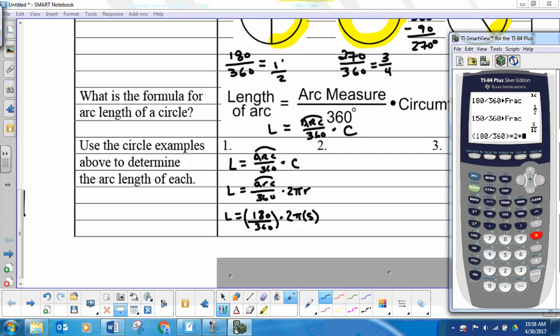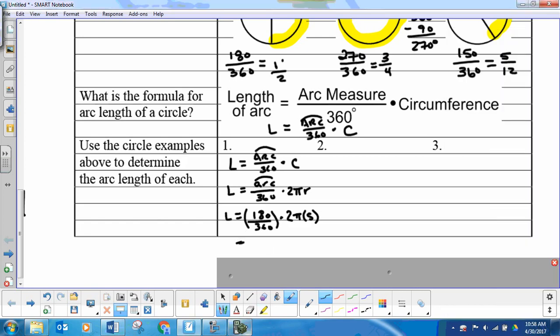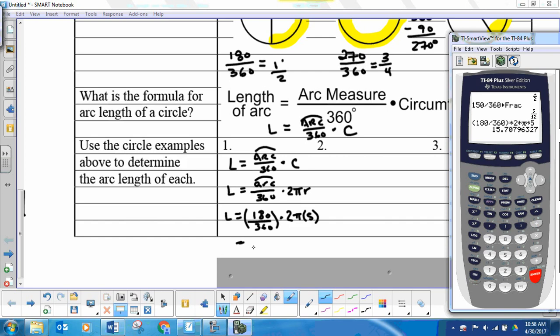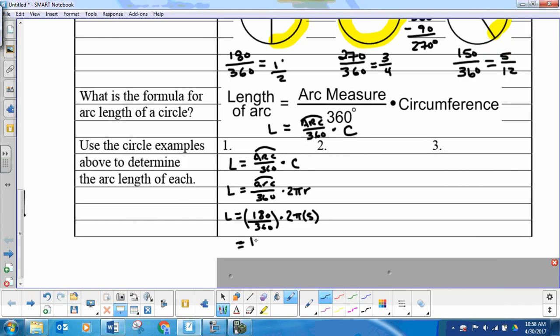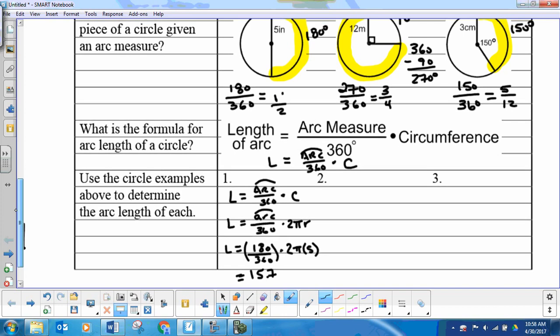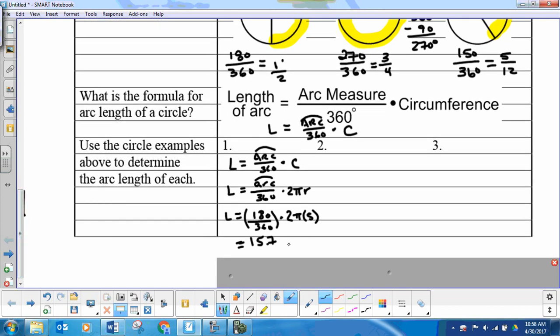Times, again, the pi is that second caret, brings up my pi, times 5. And when I do the math, you can see that this value with a decimal point is 15.7. So we'll just write 15.7, round it to the tenths place. This radius was measured in units of inches, and so now my arc length is also in units of inches.